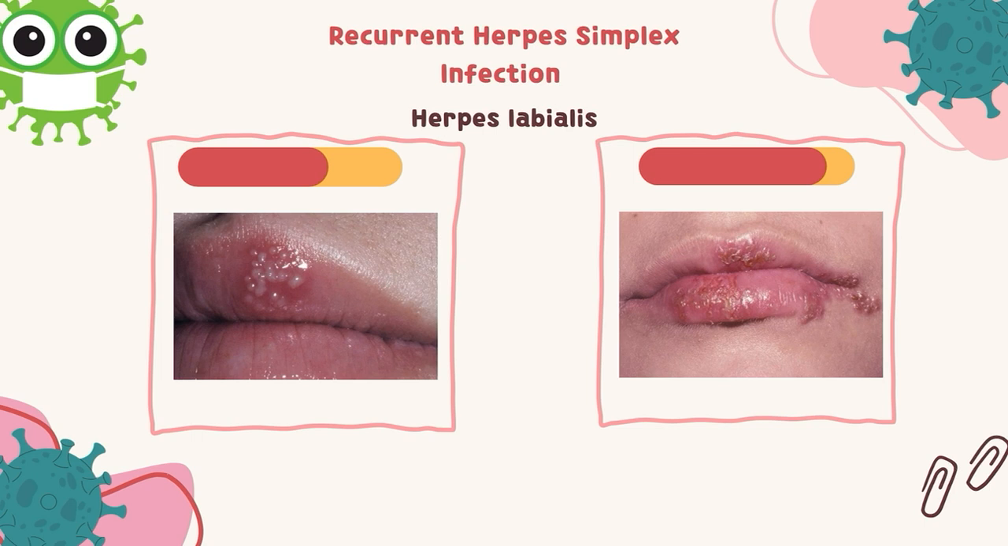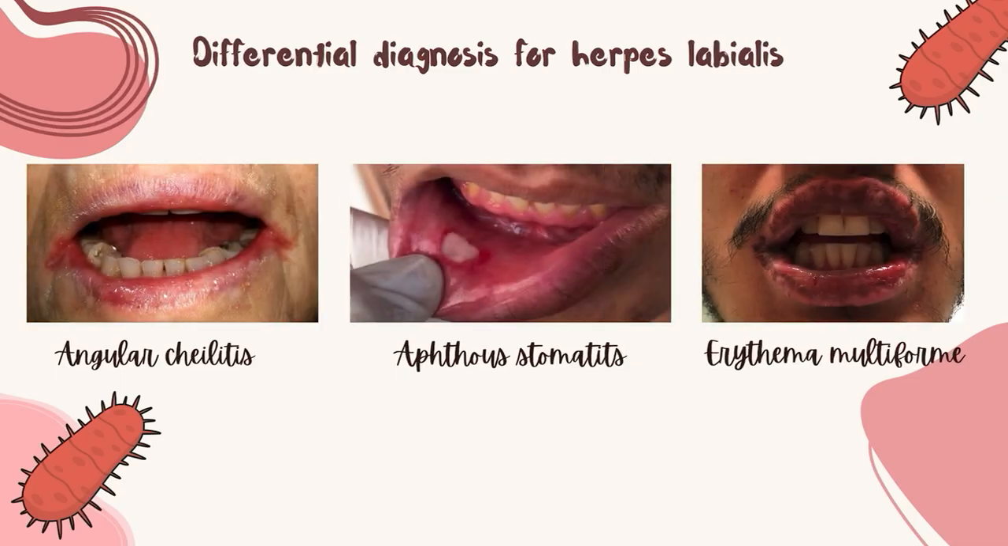Differential diagnosis of herpes labialis. Angular cheilitis. It is an inflammation at the corner of the mouth, often caused by candida or bacteria. Unlike herpes labialis, angular cheilitis may not involve vesicles and is often caused by nutritional deficiencies.